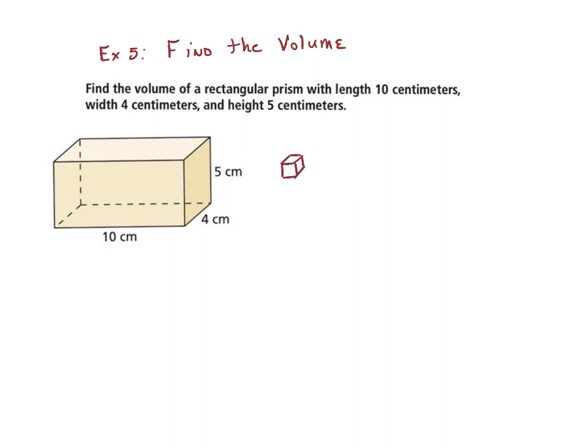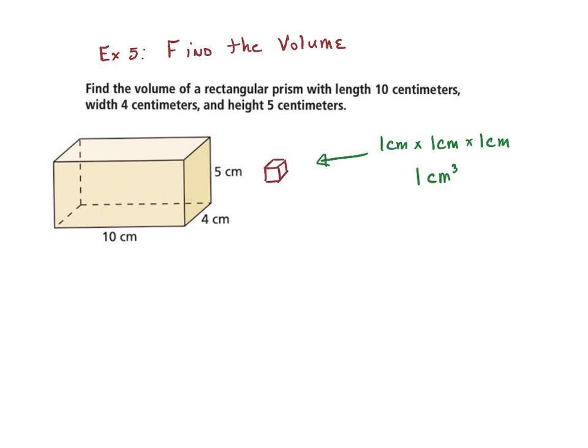Let's make sure I can touch him. And this guy right here is 1 centimeter by 1 centimeter by 1 centimeter. He is 1 centimeter, and we call it cubed. That's how much space he takes up. That's what a volume is, the amount of space you take up.